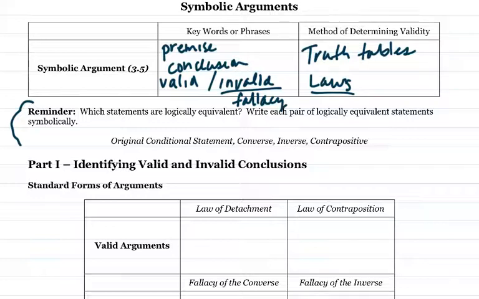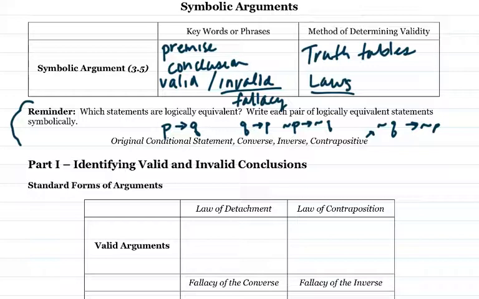So we have the original conditional statement, that would be if P then Q. The converse, remember, is when you flip them, so we would have if Q then P. The inverse is when we negate it, so if not P then not Q. And then the contrapositive is when we flip and negate, so that'd be if not Q, then not P.